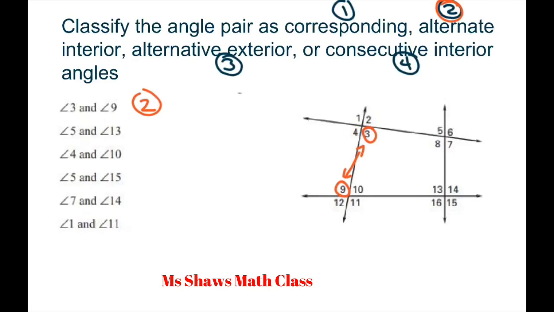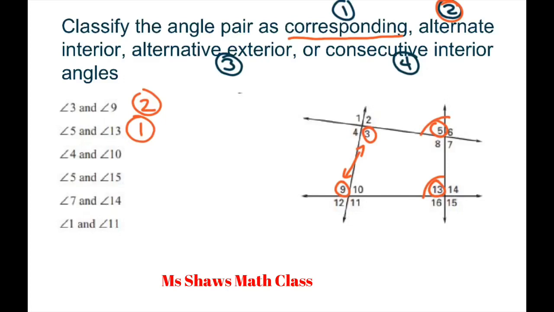All right. 5 and 13. Those are on the corner when you do the transversal here. So corner means corresponding. They are that same corner. So that's going to be number 1.